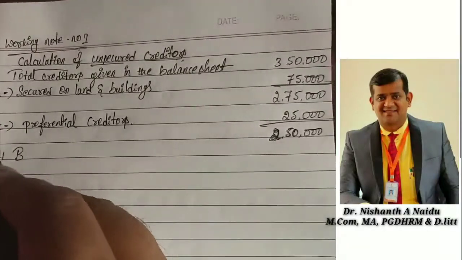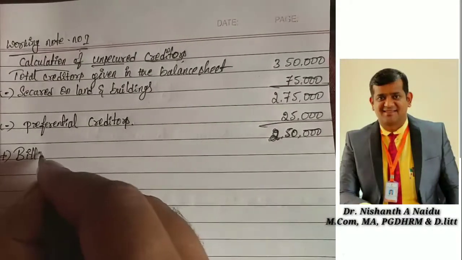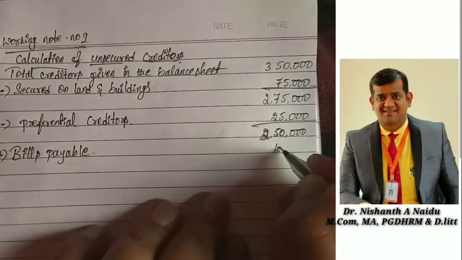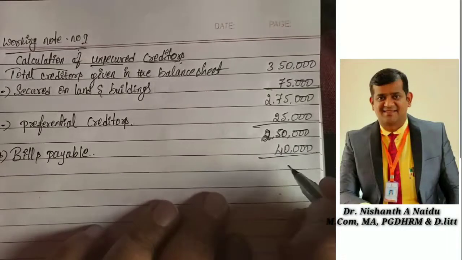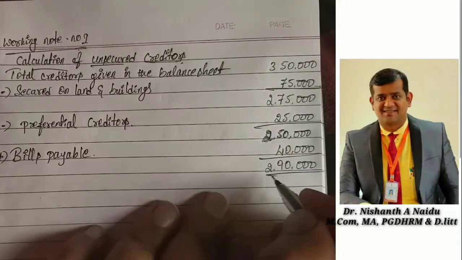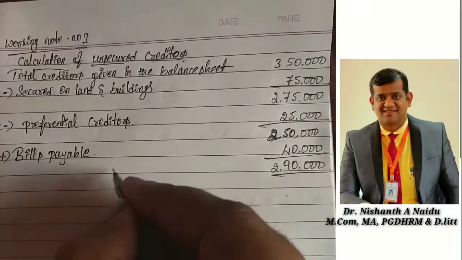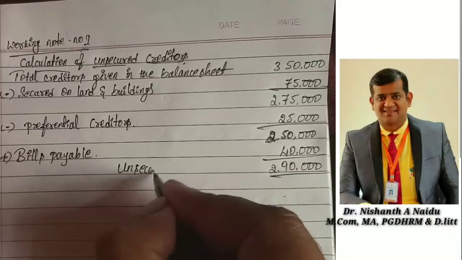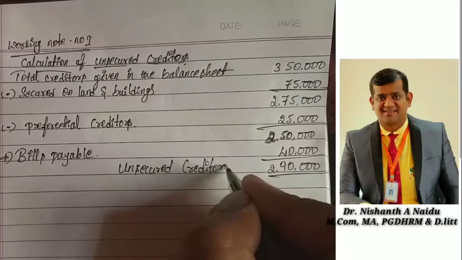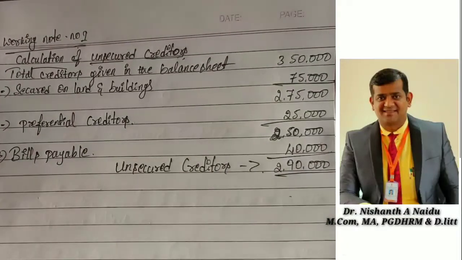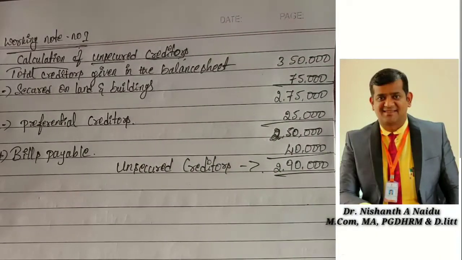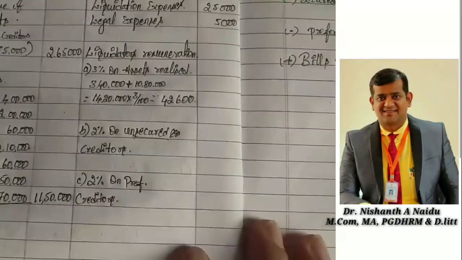So how much bills payable? Add bills payable. How much bills payable is? 40,000 rupees. So now you got the ultimate unsecured creditors of rupees 2,90,000. Okay, so now you got the value of unsecured creditors, right? Unsecured creditors 2,90,000. Okay, so now we have preferential creditors, we have unsecured creditors. So let us finish off the part of remunerating to liquidator.